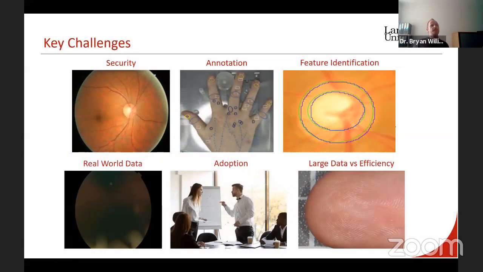Okay, so there are many key challenges that we face. I've mentioned a couple already. Data security is one. I won't go through all of them. Real world data is a key issue, so you've always got to try to be prepared for any new situation that's going to arise. And I think in medical imaging in particular, adoption is one of the crucial issues.